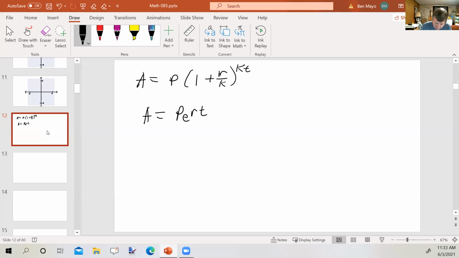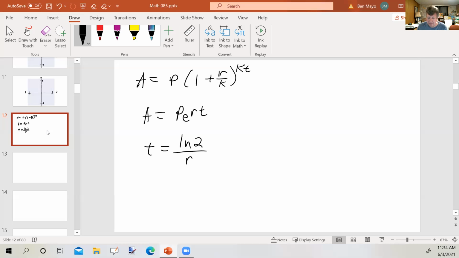A doubling time formula is this. You can still use A equals P e to the rt, but this is a shortcut when you're dealing with something that's got continuous growth and you want to know the doubling time. It's the natural log of 2 divided by the growth rate, etc.